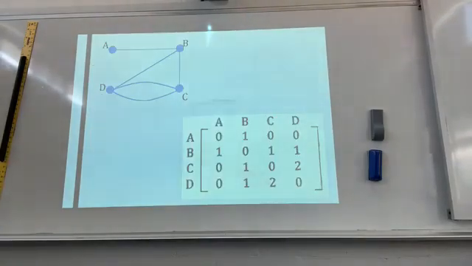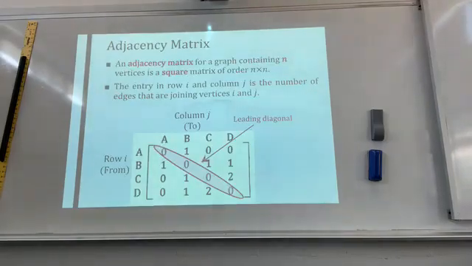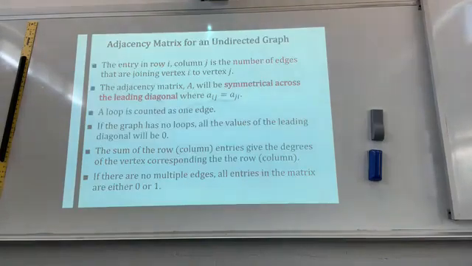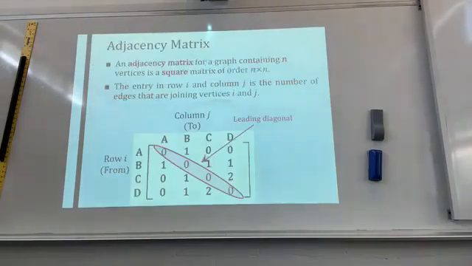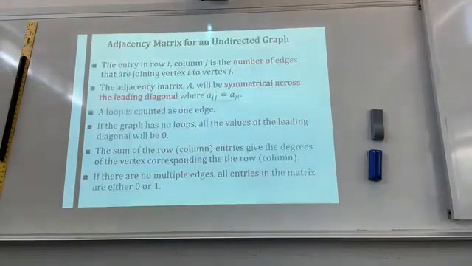So go back to what I've shown you just now. The leading diagonal is 0. So A cannot connect to A, B cannot connect to B, C cannot connect to C, and D cannot connect to D. That means there is no loop, no connection to itself. The sum of the row or column entries gives the degree of the vertex corresponding to the row or column. Alright? So the sum of the row is the degree corresponding to the row or the column.